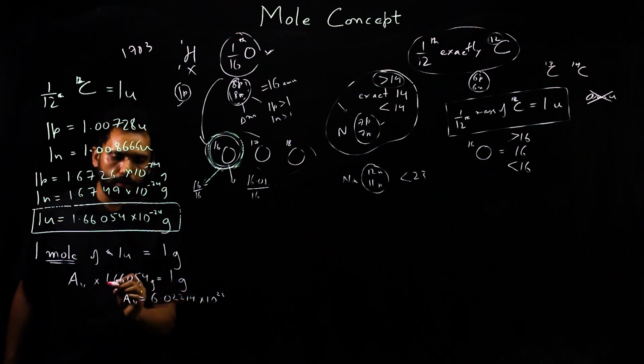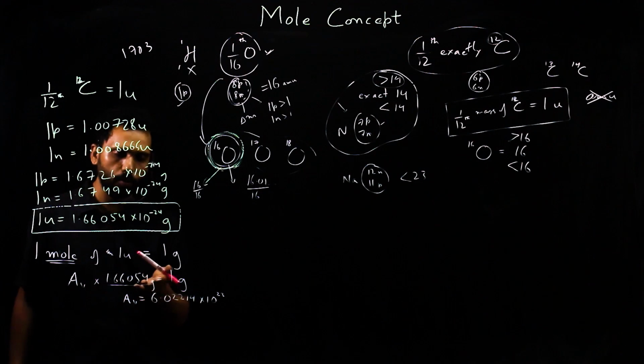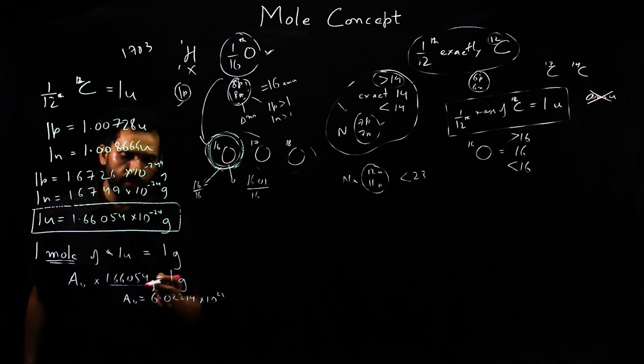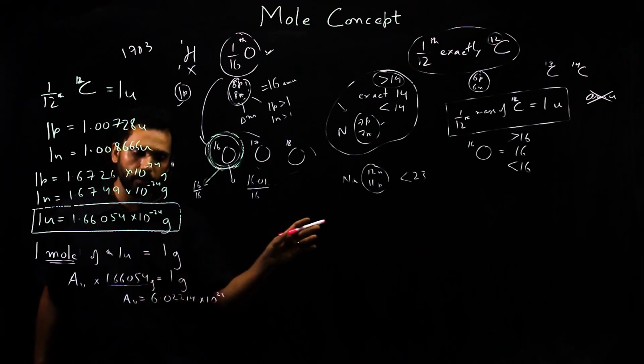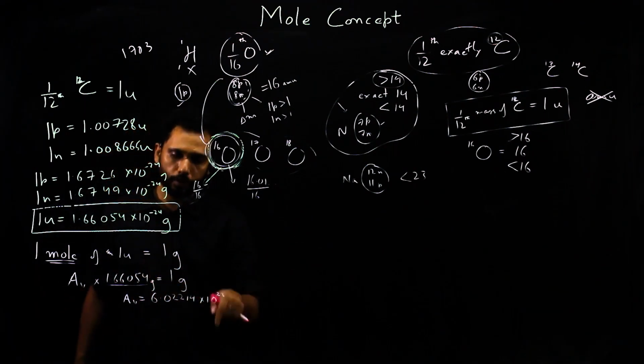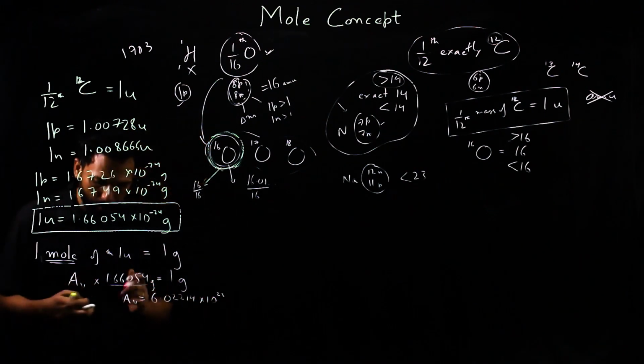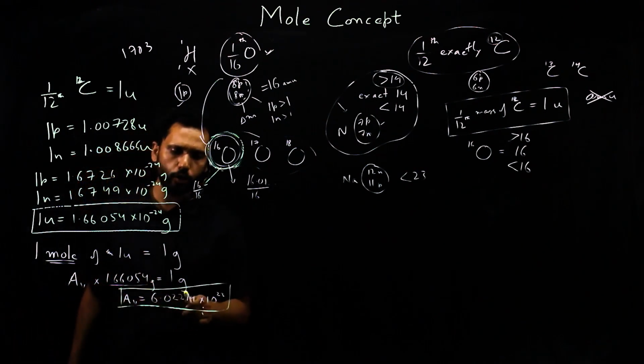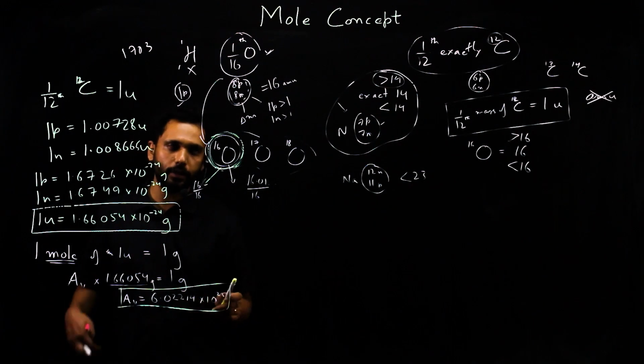So this is the defined value of U now. I mean before 20th May, it would still be this for these million decimal places. The correction would have been after a few more decimal places. So the Avogadro number comes as 6.02214 into 10 power 23.